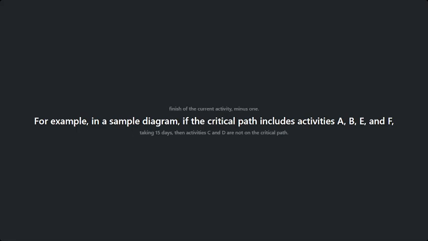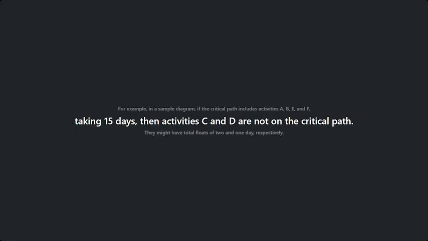minus 1. For instance, in a sample diagram, if the critical path is activities A, B, E, and F taking 15 days, then activities C and D are not on the critical path. They might have total floats of 2 and 1 day, respectively.